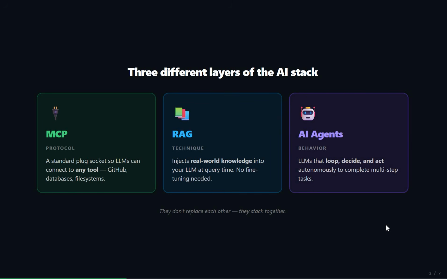Here is the simplest way to think about them. MCP is a protocol, like a standard plug socket, so LLMs can connect to tools. While RAG is a technique, like injecting real-world knowledge into your LLM at query time. AI agents are a behavior: the LLM that loops, decides, and acts on its own. They're all different layers and they don't replace each other. They are like a stack.